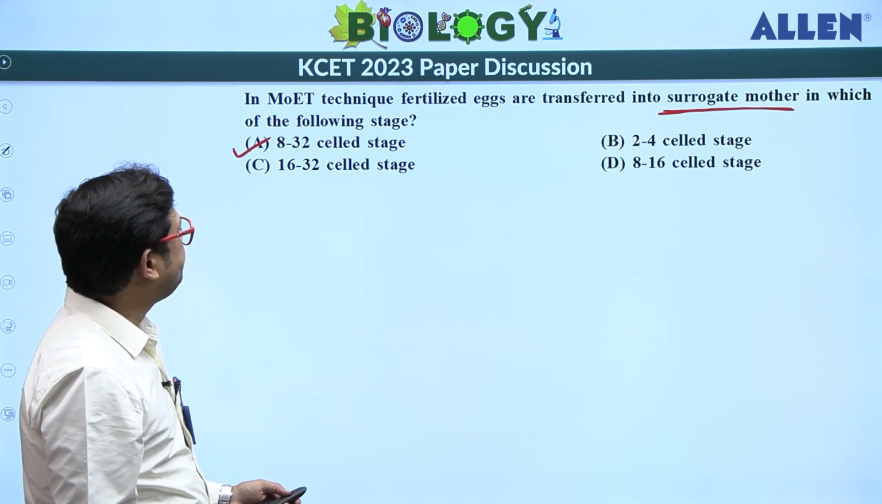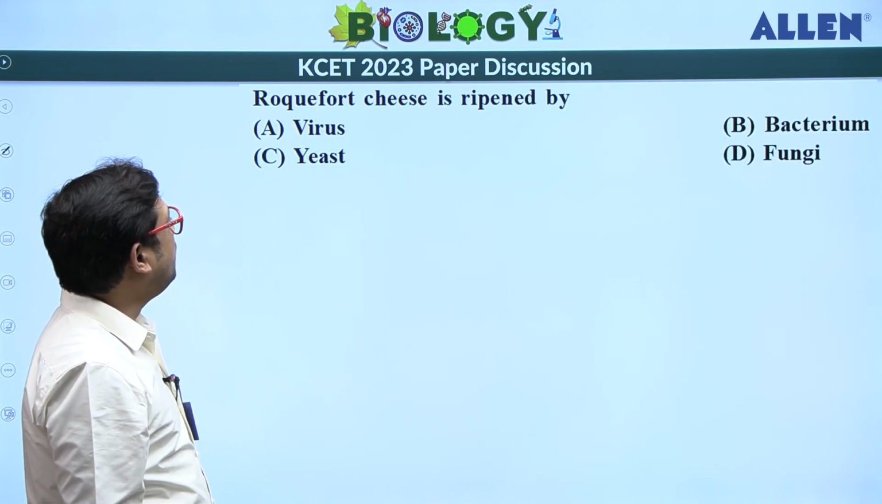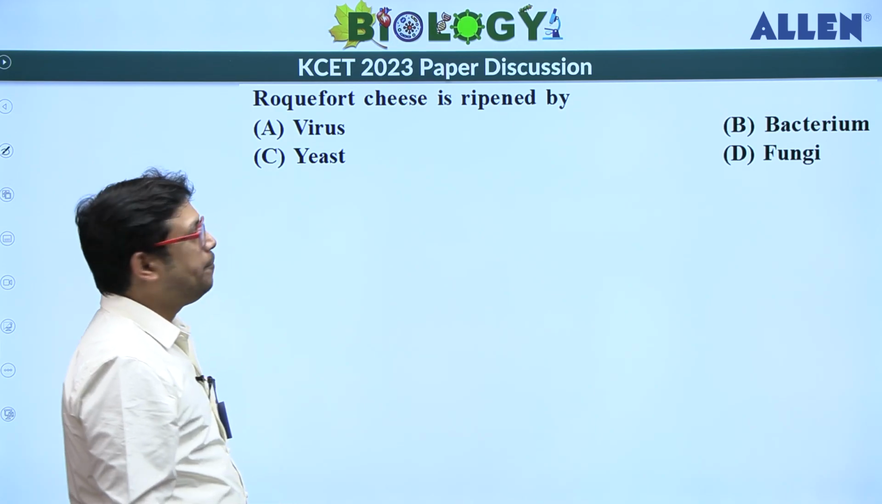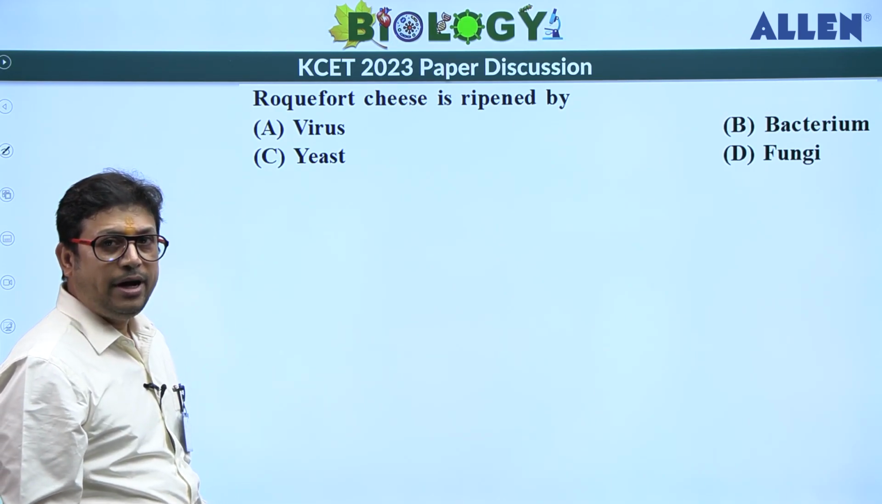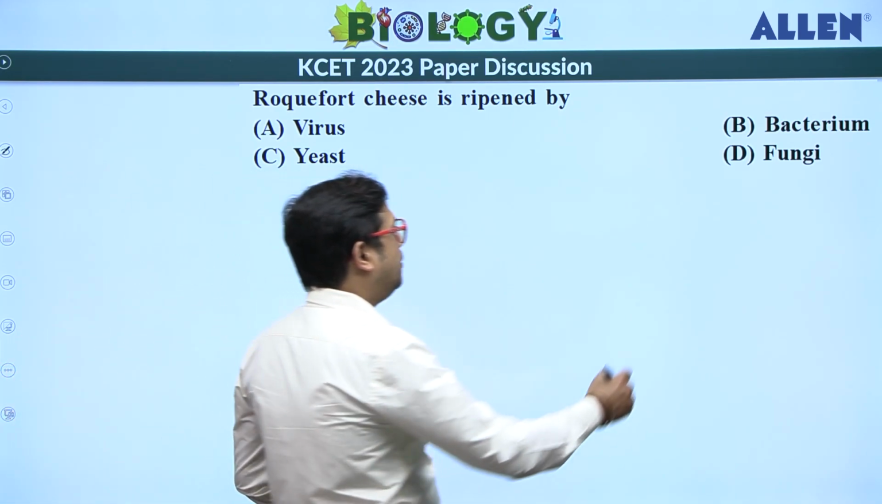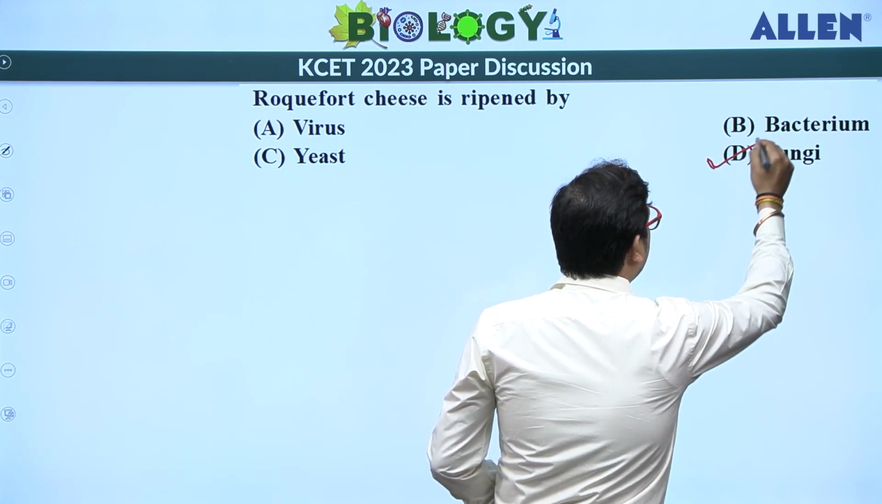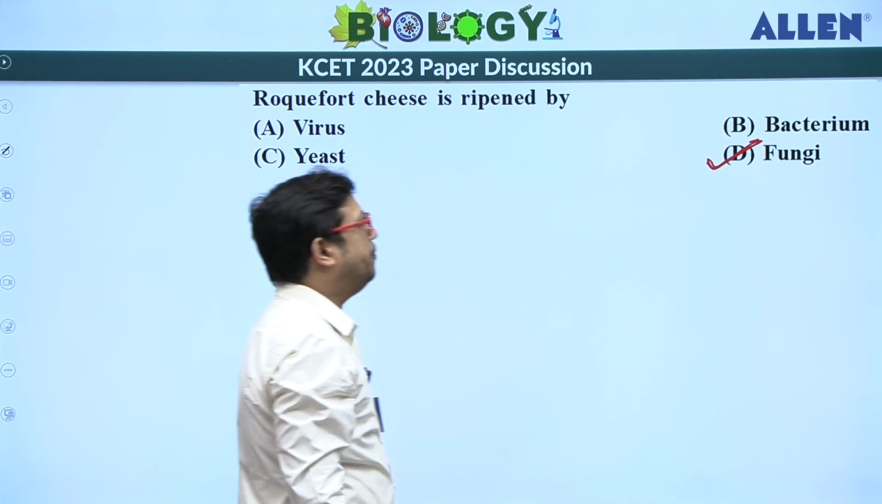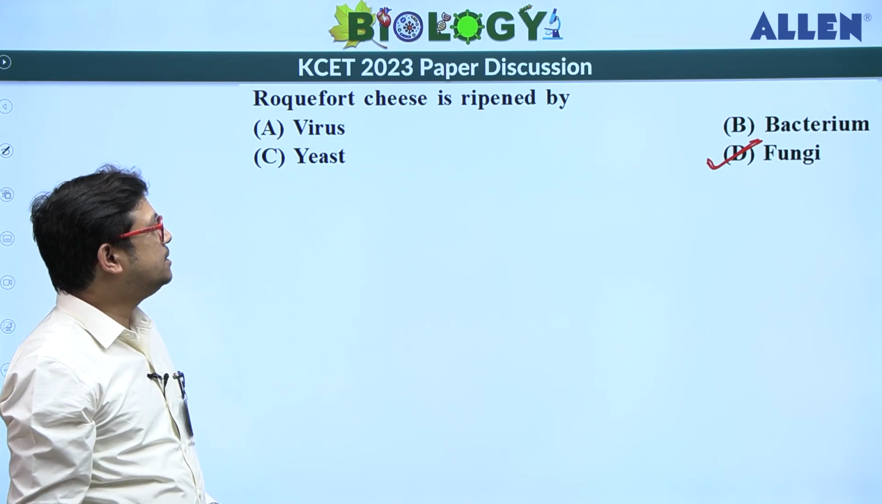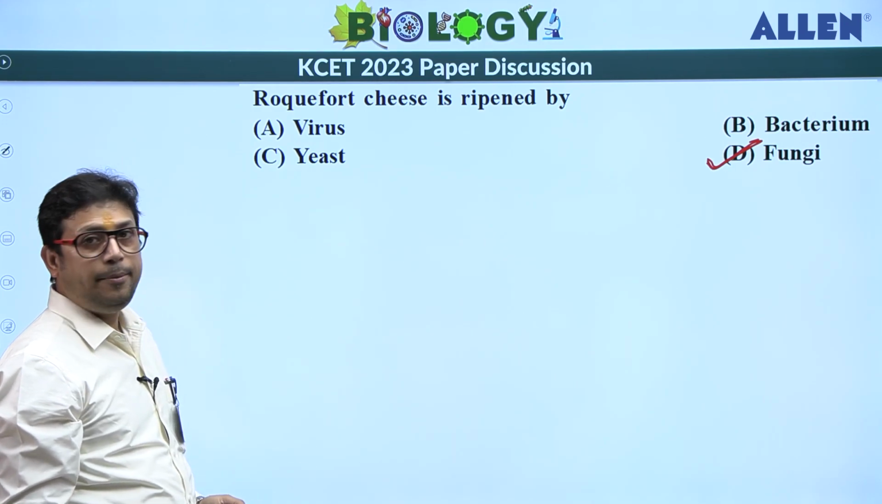Next, Roquefort cheese is ripened by Penicillium roqueforti. It is a fungus. The name of the fungus is Penicillium roqueforti. So it's a direct question. So our answer will be D.